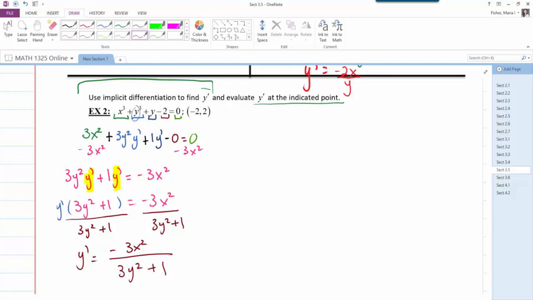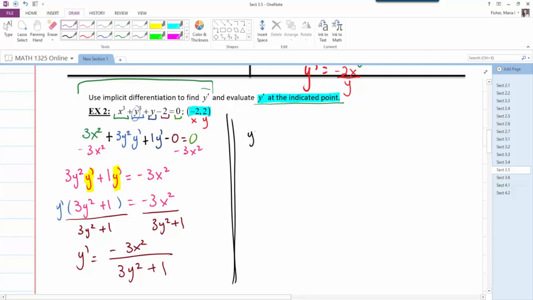And nothing can be canceled with this. Don't try to cancel these 3's because they cannot cancel. In order for it to cancel, it would have to come from all 3 terms, so nothing will cancel in this derivative. So that, again, is implicit differentiation, but the next portion here asks us to also evaluate y prime at the indicated point. Well, the indicated point is negative 2, 2. So it tells me that my x value is negative 2 and my y value is positive 2. So all this is asking me to do is find y prime at the point negative 2, 2.